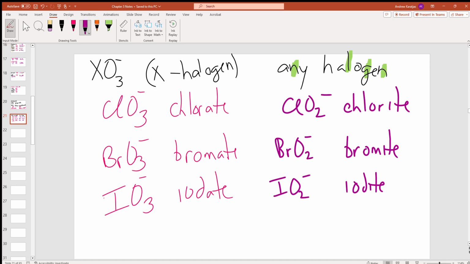Finally, just two other ions that they don't have any phrases or mnemonics to help you with. These are just ones we're just going to have to learn. We have C2H3O2 minus. This is known as acetate.